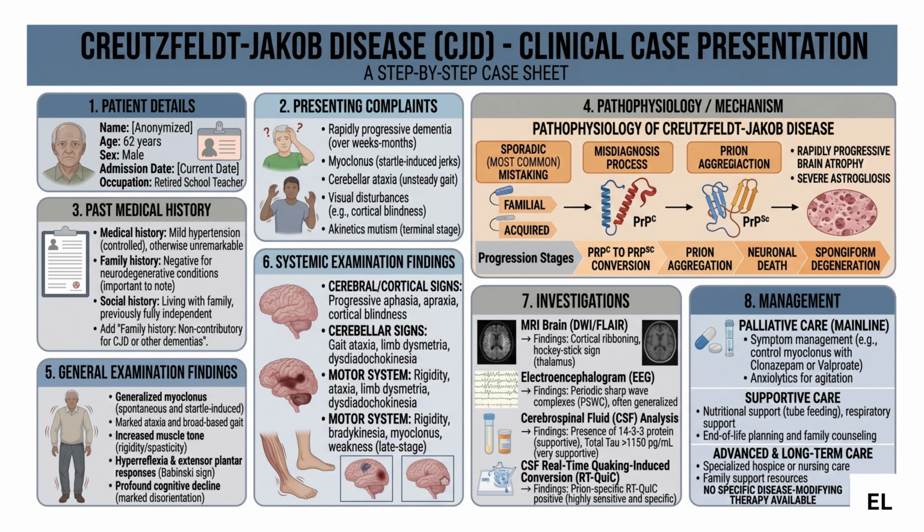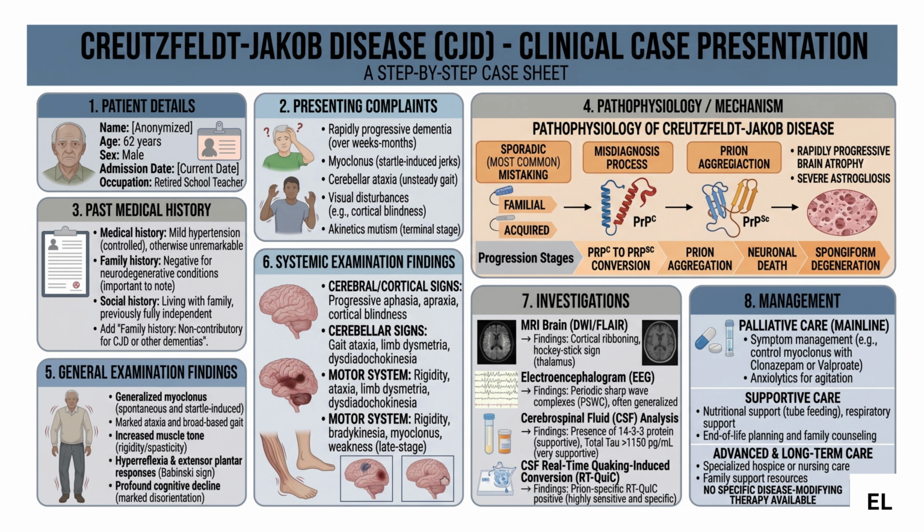Cortical blindness occurs when the visual processing areas of the brain are damaged, even though the eyes themselves may remain structurally normal. In the final stages of the disease, patients may develop akinetic mutism, a condition in which the patient becomes unable to move or speak despite being awake. At this stage, neurological function has deteriorated severely. Together, these symptoms, rapid dementia, myoclonus, ataxia, visual disturbance, and akinetic mutism, are highly suggestive of a prion-related neurodegenerative disease.